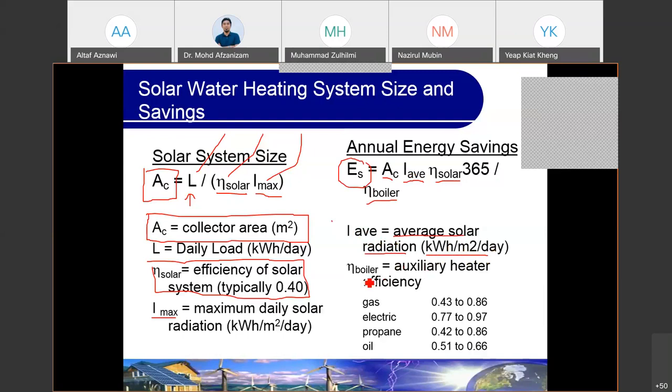And the efficiency of the boiler over here is the auxiliary heat efficiency. Let's say the boiler uses gas, so this is the range. Let's say the boiler uses electric, this is the range, and so on. So if you notice, the efficiency will be different for each type of equipment, sorry, for each resource: gas, electric, propane, and oil.